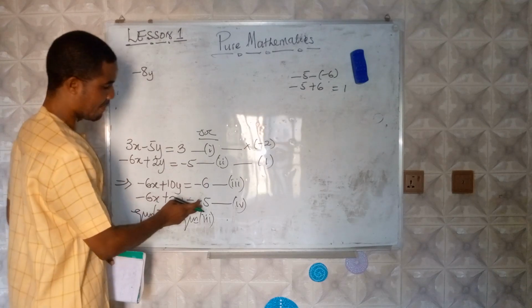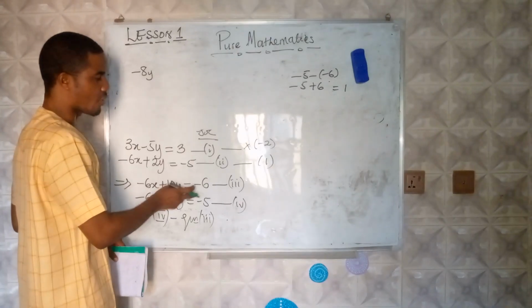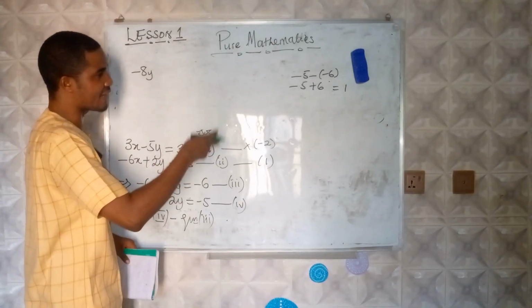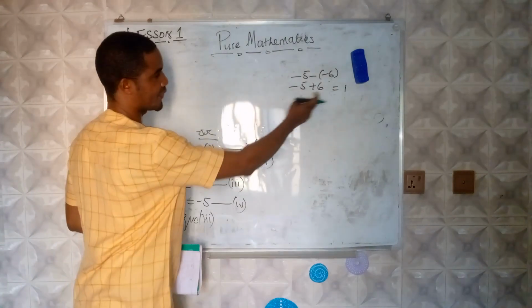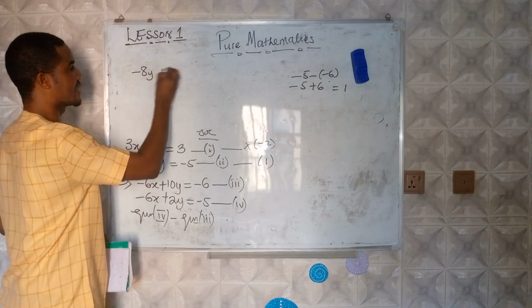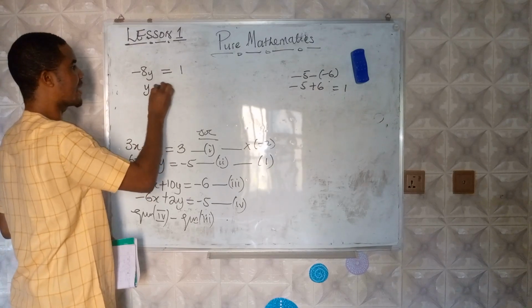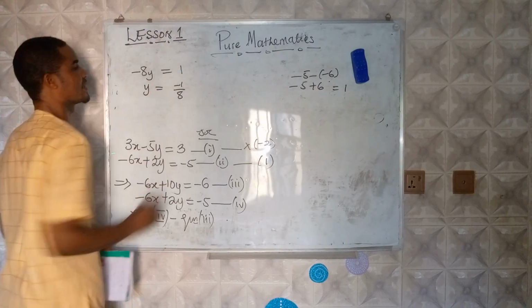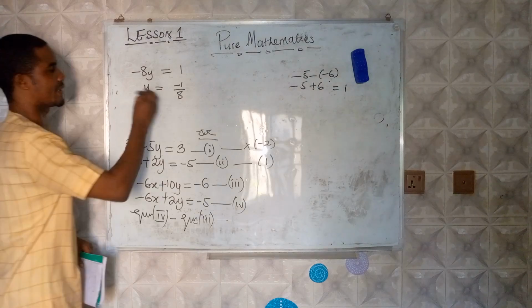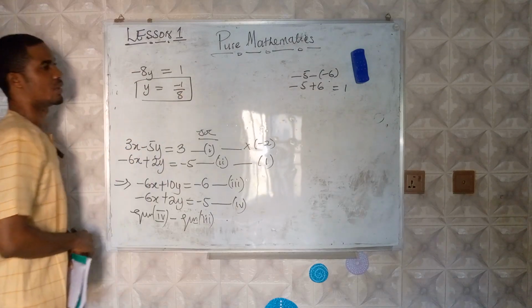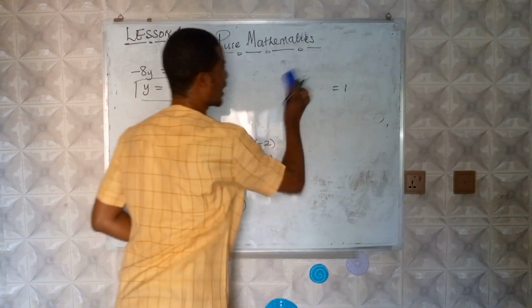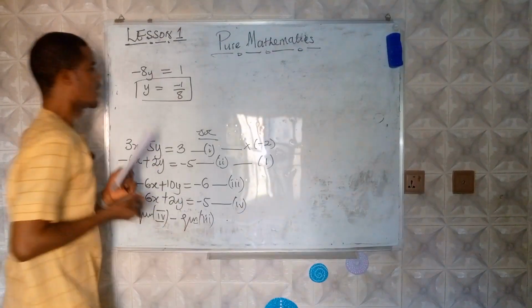Hope you understand that. So -5 minus -6 will give us -5 plus 6. You are owing 5, you have 6. If you pay, you have your 1. So it's equals to 1. So that my y becomes -1/8. So I've gotten the value of y. This one will be kept somewhere while I go to get the value of x.